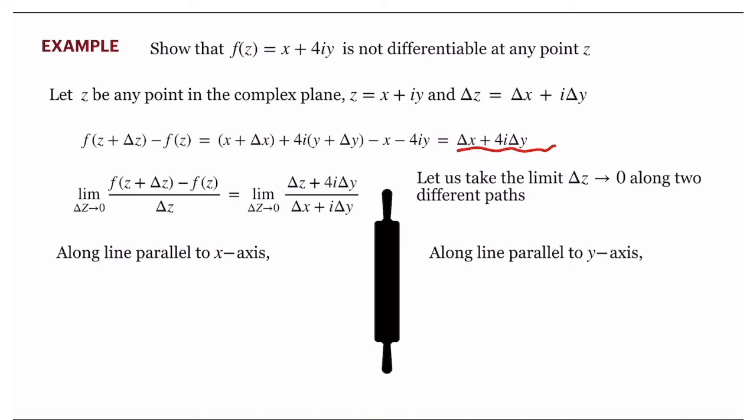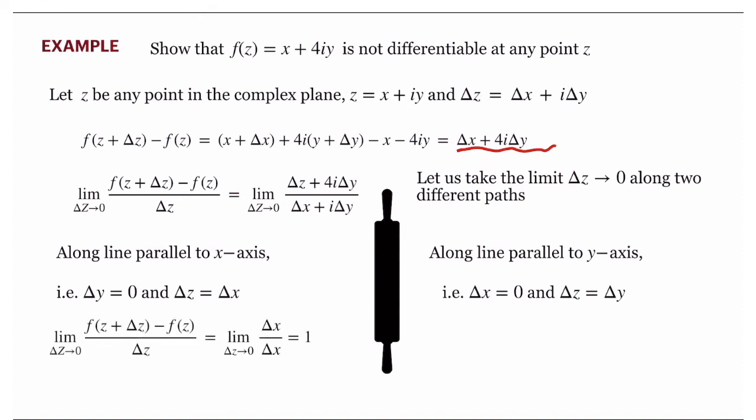Along the x-axis we have an imaginary part 0, along the y-axis we have a real part 0. So delta y is equal to 0 along the x-axis, and delta z is delta x. Along the imaginary axis we have delta x is 0 and delta z is i delta y. Now we take the limit delta z going to 0. For the path parallel to the x-axis we get delta x by delta x, which is 1. For the imaginary axis we get 4i delta y by i delta y, which gives the result 4. So this limit doesn't really exist because it takes a different value for two different paths.